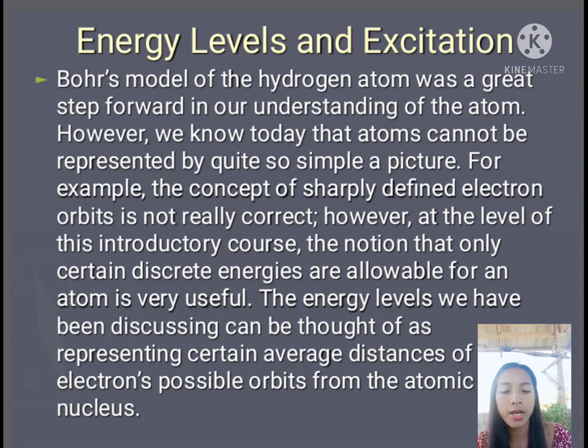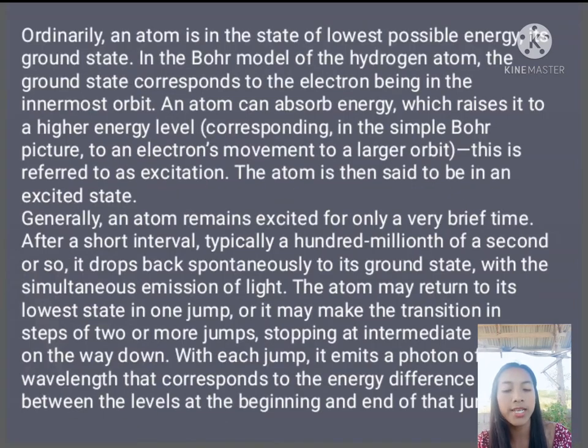Bohr's model of the hydrogen atom was a great step forward in our understanding of the atom. However, we know today that atoms cannot be represented by quite so simple a picture. For example, the concept of sharply defined electron orbits is not really correct. However, at the level of this introductory course, the notion that only certain discrete energies are allowable for the atom is very useful. The energy levels we have been discussing can be thought of as representing certain average distances of the electron's possible orbits from the atomic nucleus. Ordinarily, an atom is in the state of lowest possible energy, its ground state. In the Bohr model of the hydrogen atom, the ground state corresponds to the electron being in the innermost orbit.